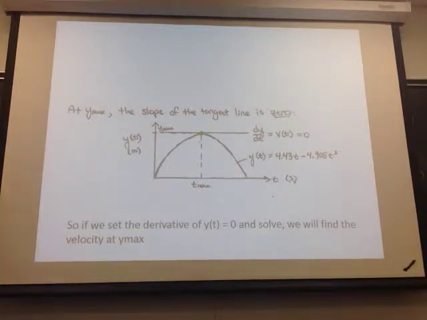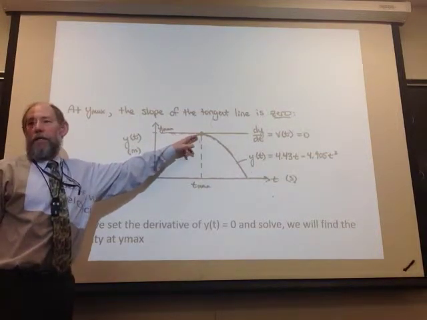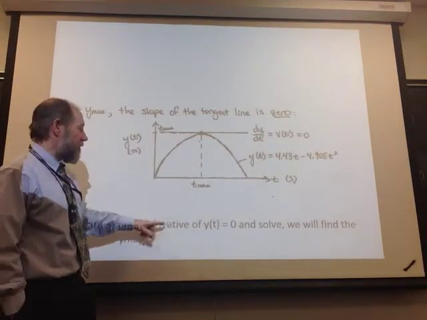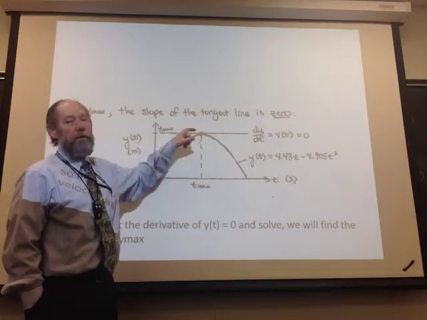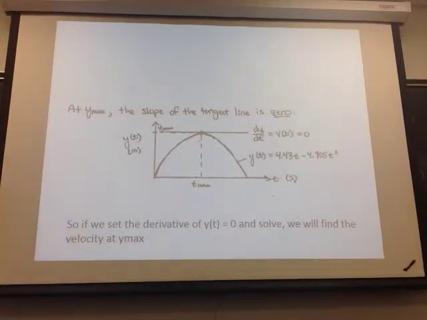So if you take dy/dt and set it equal to zero, you can find out what the velocity is here, because we know that when that derivative equals zero, that's a maximum. I think. Maybe it is, maybe it isn't. I'll get to that later.